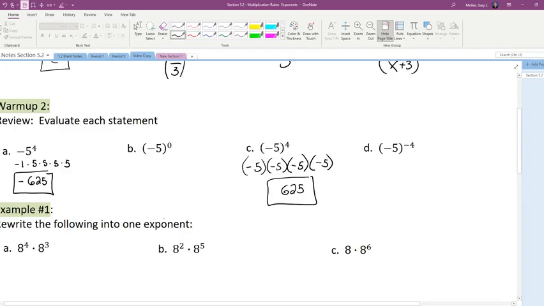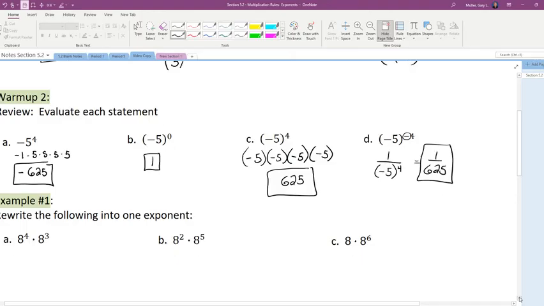This one, the negative is included, and anything raised to the 0 power is simply 1. And then on part D, the negative is included, the negative 4th power. So technically that would be, we still have negative 5 to the 4th in the bottom, and we just did negative 5 to the 4th. So we know this is 1 over 625.